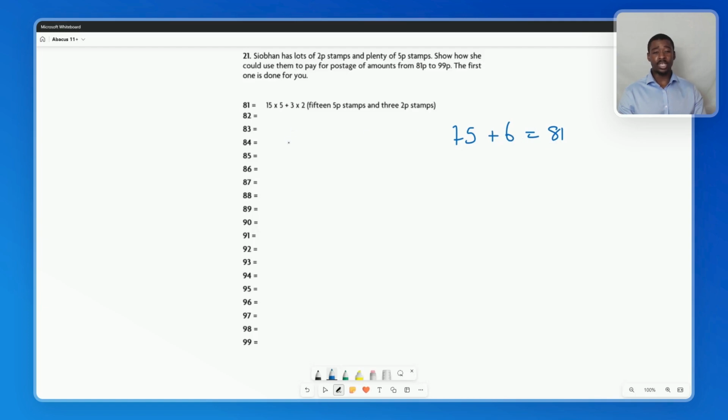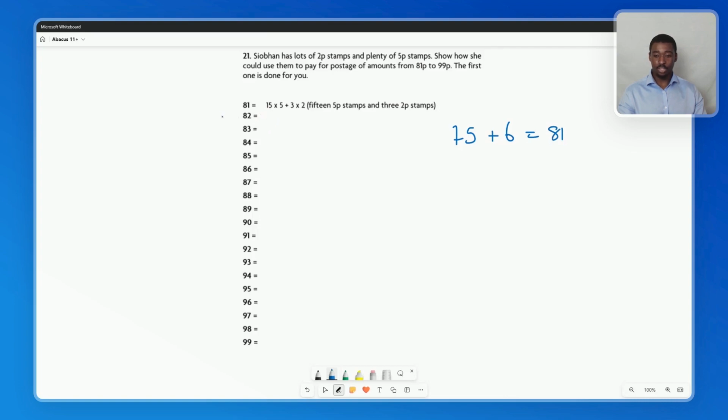Okay, so if we have lots of 5p stamps and lots of 2p stamps, then one of the advantages of having 5p stamps is that when we group them together, every second 5 gives us a number with 0 on the end. So 5, 10, 15, 20, 25, 30, 80, 85, 90, 95, 100, right? So we can use that fact to help us out here.